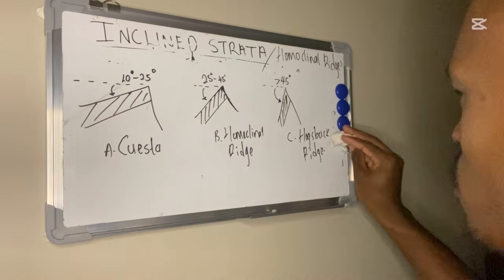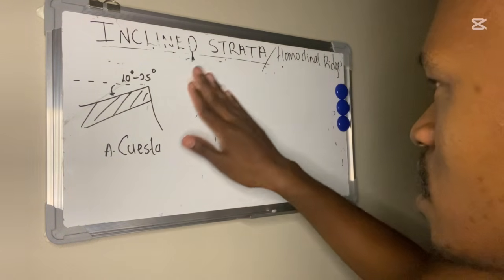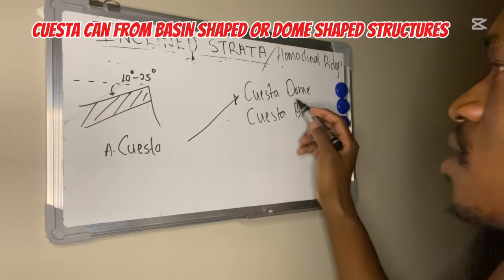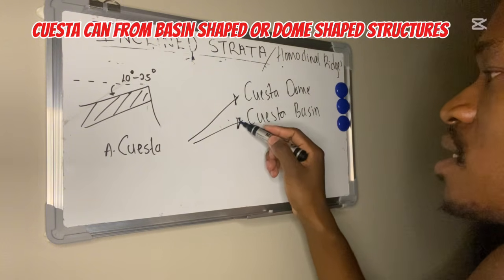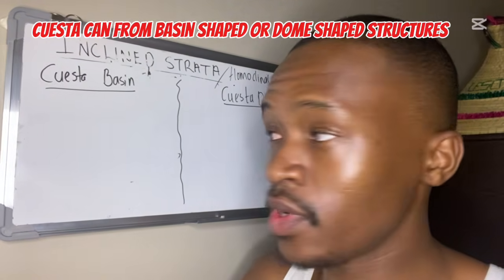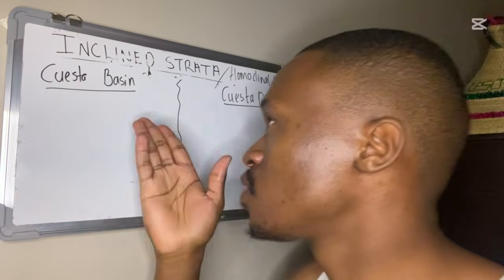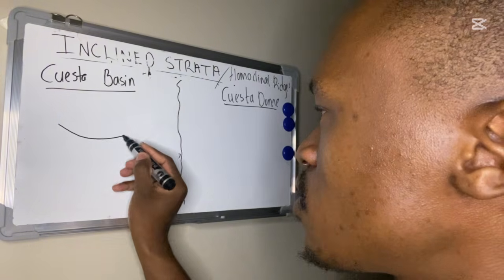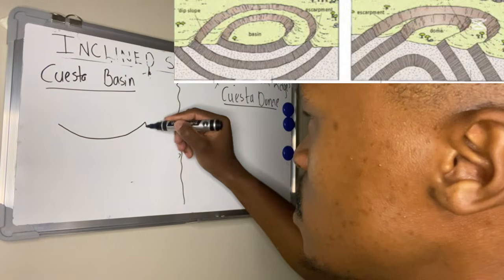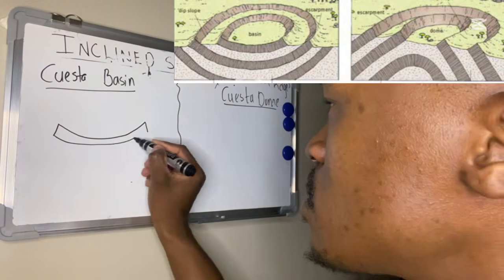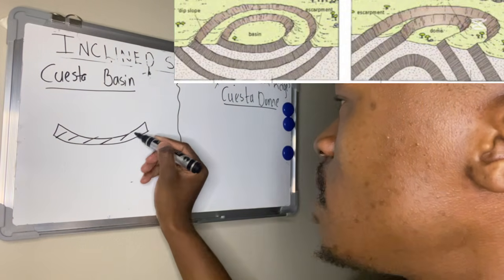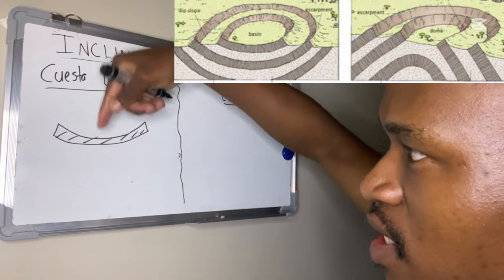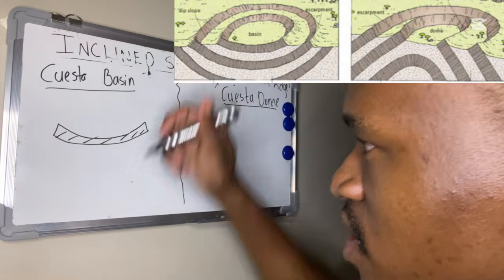Now let's go back to the Cuesta, the first one. The Cuesta can either be a Cuesta dome or a Cuesta basin. Let me just quickly use diagrams to show you the difference between a Cuesta basin and a Cuesta dome, right? So for a Cuesta basin, let me just draw my hard rock. This is my hard rock. I'm sure you can already see that it has a circular depression, right? Depression means you can see how it's sinking. It's not a straight line, it's a circular depression, right?